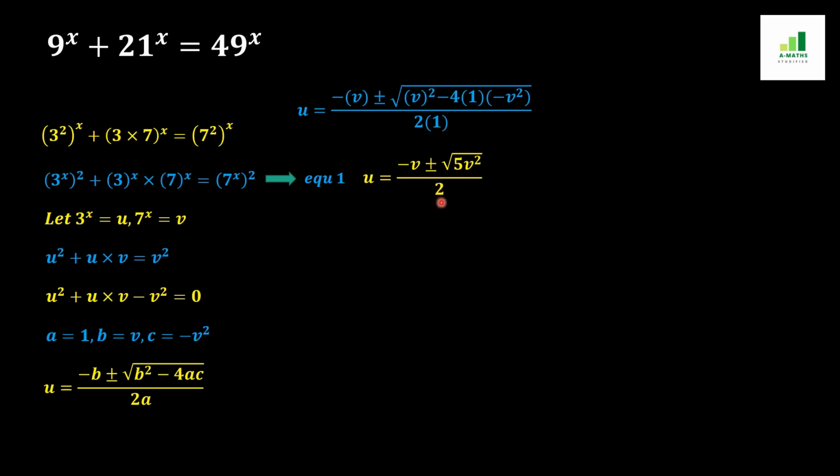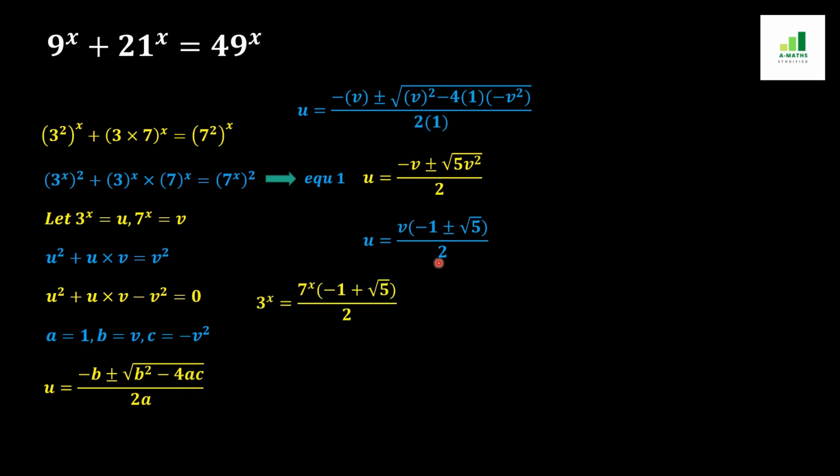2 into 1 will be equal to 2. Now in the next step, we should take common v from this numerator. How? Because this v square will cancel out the root of this v, and now this v will come out from the root, and we will take common v from both of these values, and then minus 1 plus minus under root 5 will be the remaining value after taking common this v from this expression, and over 2 will remain same.